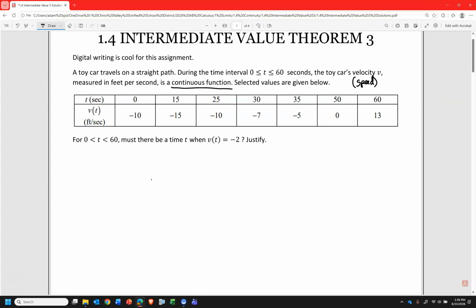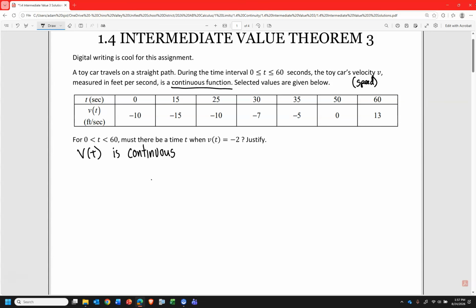So already I'm thinking intermediate value theorem asks me to prove something true, and that function needs to be continuous. So I think I'm going to write, before I do anything else down below, v of t is continuous. Just so I don't forget. That's an important prerequisite for using the intermediate value theorem.